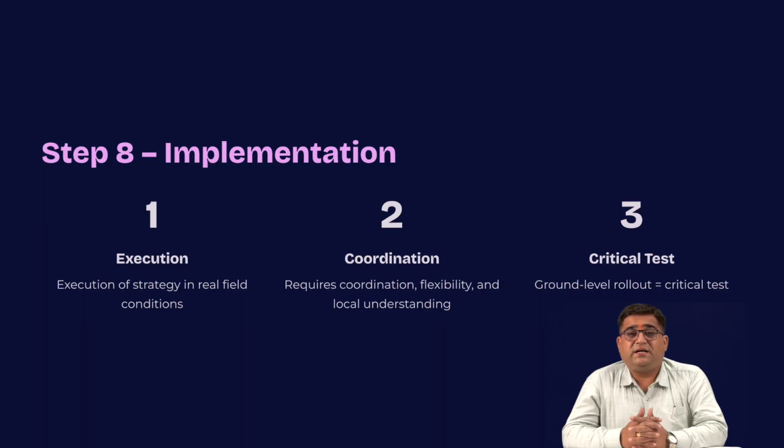We now arrive at step 8, that is implementation, which is often cited as the most challenging yet critical part of the rural marketing model. Having a meticulously crafted plan is essential, but the true test lies in its execution in the complex rural field. This stage involves the practical rollout of distribution infrastructure, the launch of promotion campaigns, and ensuring that the product not only reaches the target rural consumers but also appeals to them as intended.